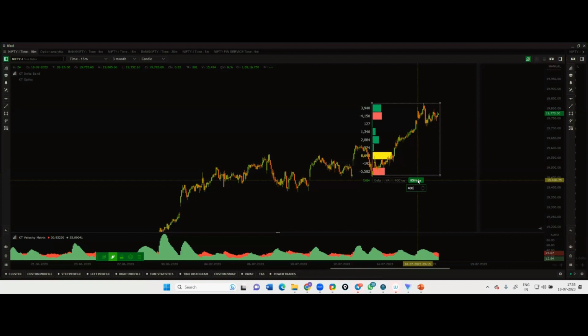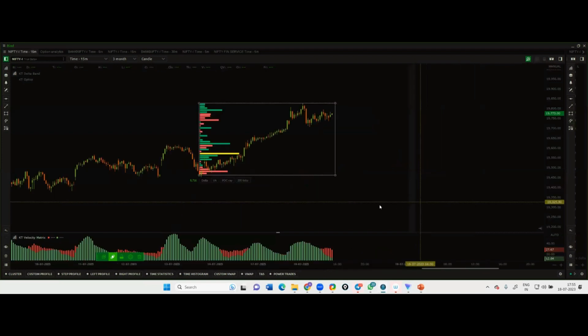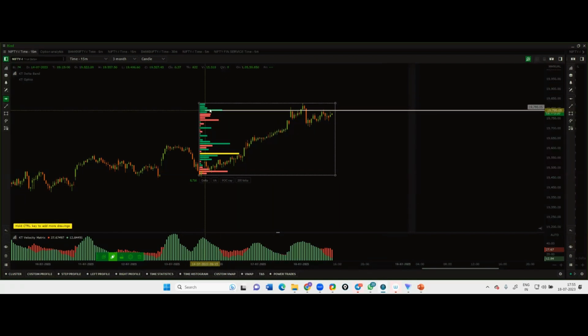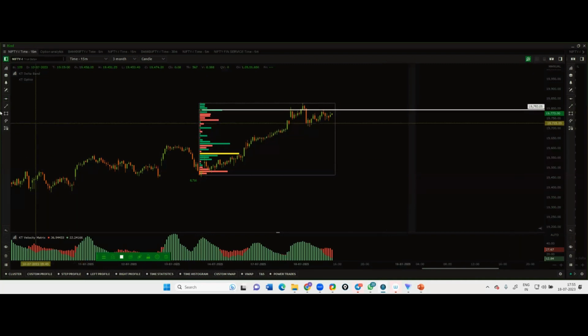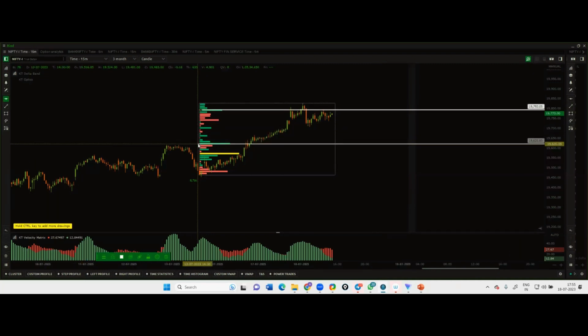Go to delta. Sorry, let's go to 200. 200 tick size for Nifty is ideal. So focus on these price locations that delta is actually telling you. For example, you're seeing a high delta volume area.